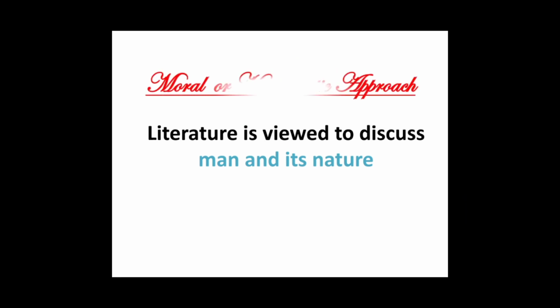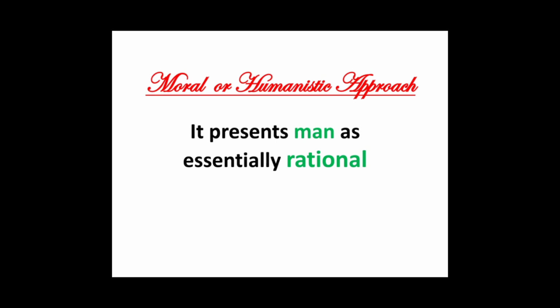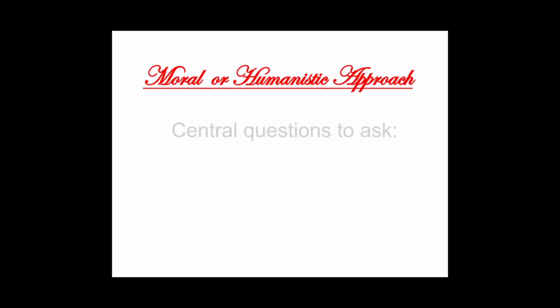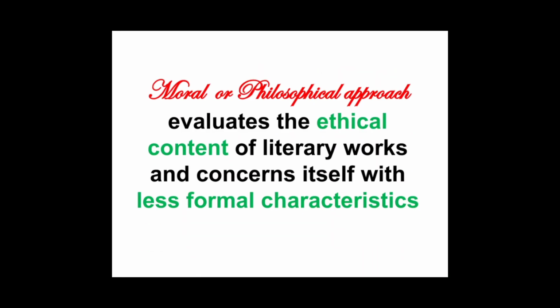Literature is viewed as discussing man and his nature, and that is the moral or humanistic approach. It presents man as essentially rational. When using the moral or humanistic approach, here are some central questions to ask. What behaviors do the characters display that the author wants us to think are right? What behavior is wrong? The moral or philosophical approach evaluates the ethical content of literary works and concerns itself with less formal characteristics.